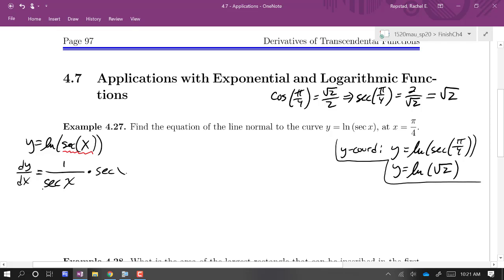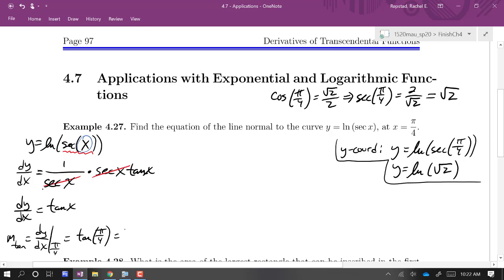That's going to be secant x tan x. And then there's not really any more chain rule to apply because the derivative of the stuff inside secant is just 1, so I'll leave that factor off. We can simplify. We're going to cancel this factor of secant x. So dy dx is equal to tan x. That means that m tan, which is dy dx evaluated at pi over 4, is tan pi over 4, which is 1, and that means that the normal slope, because we wanted a normal line here, opposite and reciprocal, is just -1.